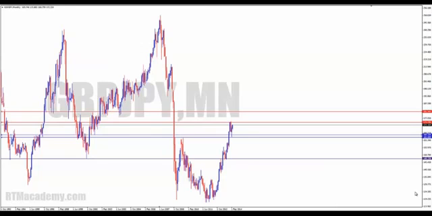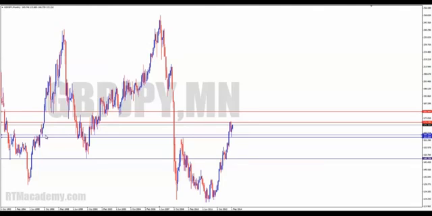Looking at the big picture, GJ here. We're on monthly at the moment, and we've got a few lines drawn here, and we'll see what these are about. Okay, so what did we have?